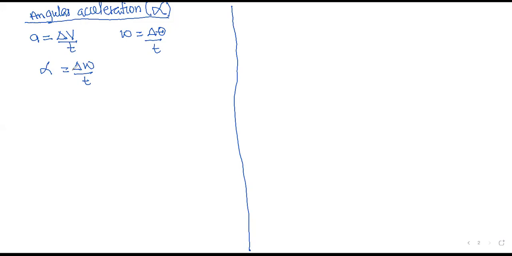Okay, so angular acceleration of a body in circular motion is defined as the rate of change of angular velocity with respect to time. I'm taking it again. Angular acceleration is defined as the rate of change of angular velocity or angular speed with respect to time. So delta omega over t. Can somebody help me deduce the SI unit of angular acceleration?